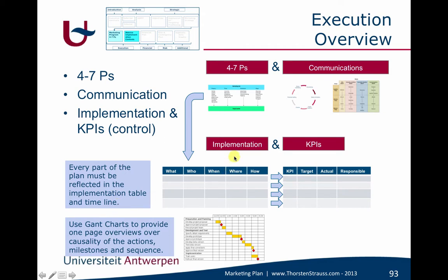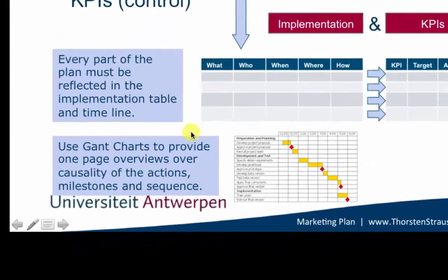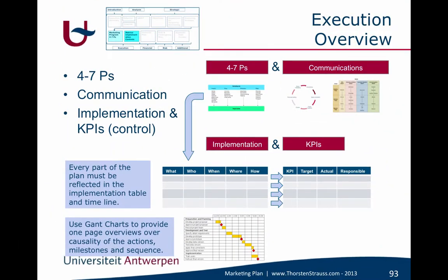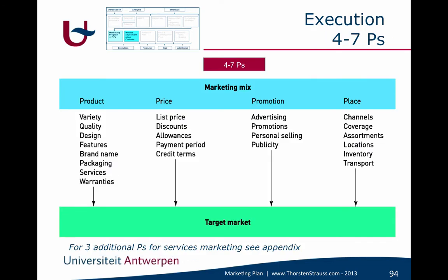You can put implementation and control, or KPIs, close together, and then you can have as a second tool or third tool a rollout or Gantt chart to indicate your plan. So let's get right into it.